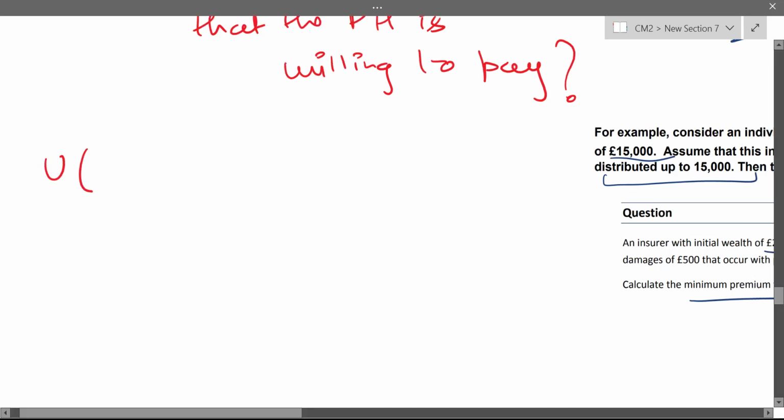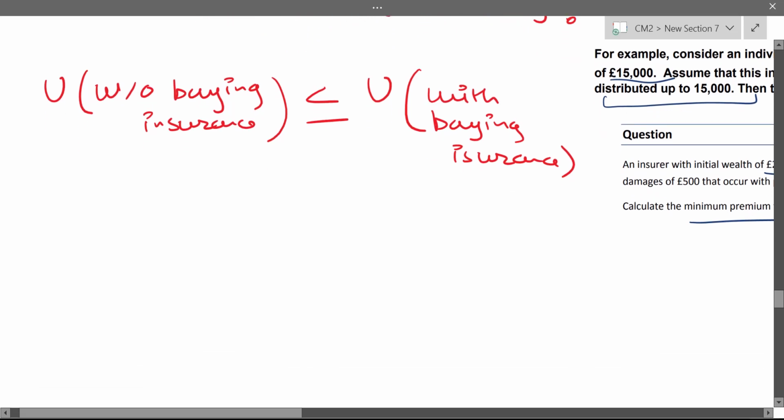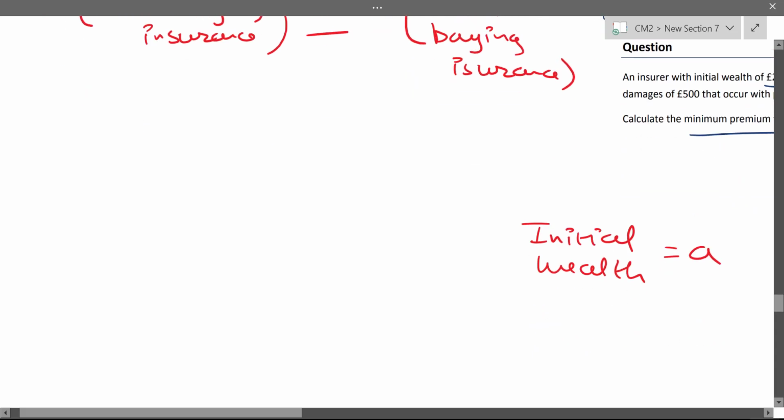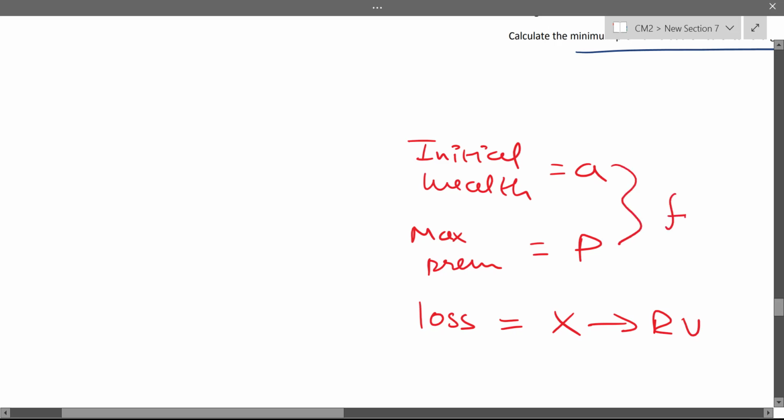Okay. So, let me write it like this: utility without buying insurance is less than or equal to the utility with buying insurance. Which means, let us just say that the policyholder starts with an initial wealth of A, and I want to find the maximum premium that they are willing to pay. Let us call the maximum premium P, and the loss that they incur under the risk event, let it be X, which is a random variable. These are fixed values. So, X will have a certain distribution and we will have to calculate the expected utility.